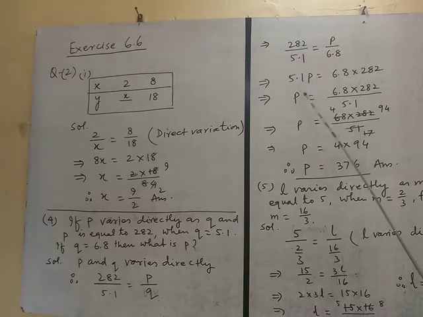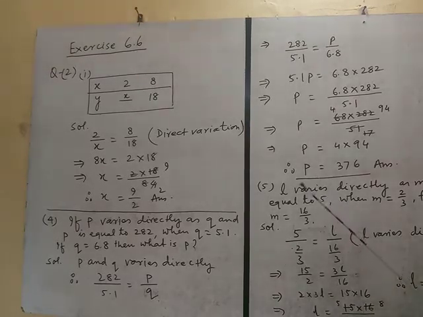Now how much will it be? Transferring this 5.1 to this side, it will divide. The decimal has been removed at this point, and after simplification it comes to be 4 into 94, and the answer is P is equal to 376. So when Q is 6.8, P will be 376. Correct?